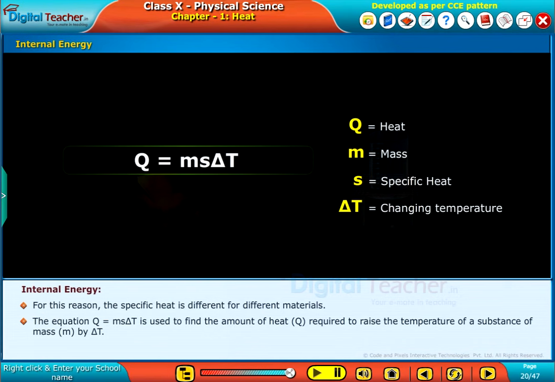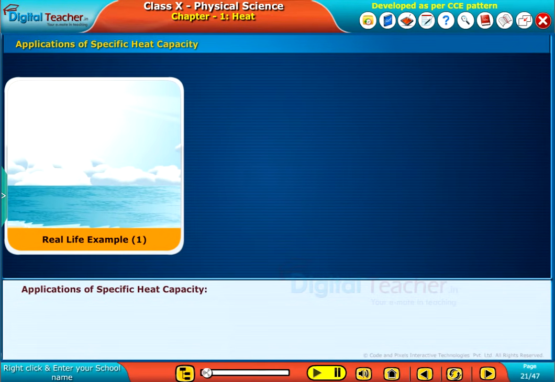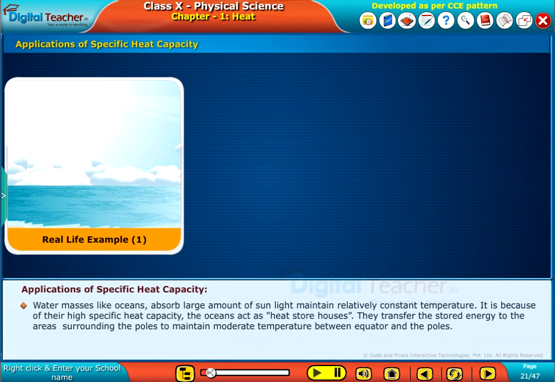Let us know about the applications of specific heat capacity. Applications of specific heat capacity. Water masses like oceans absorb large amount of sunlight, maintain relatively constant temperature. It is because of their high specific heat capacity. The oceans act as heat storehouses. They transfer the stored energy to the areas surrounding the poles to maintain moderate temperature between equator and the poles.